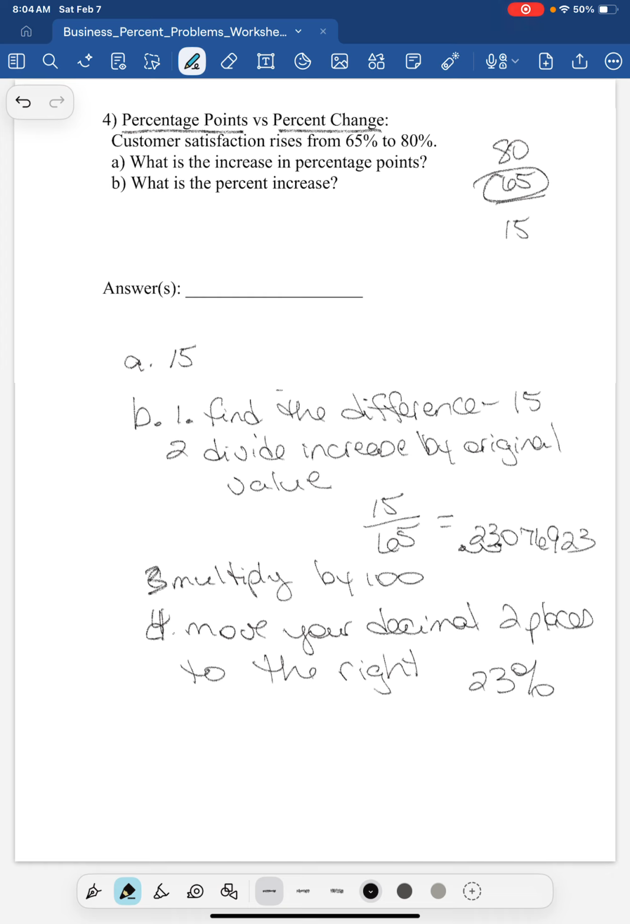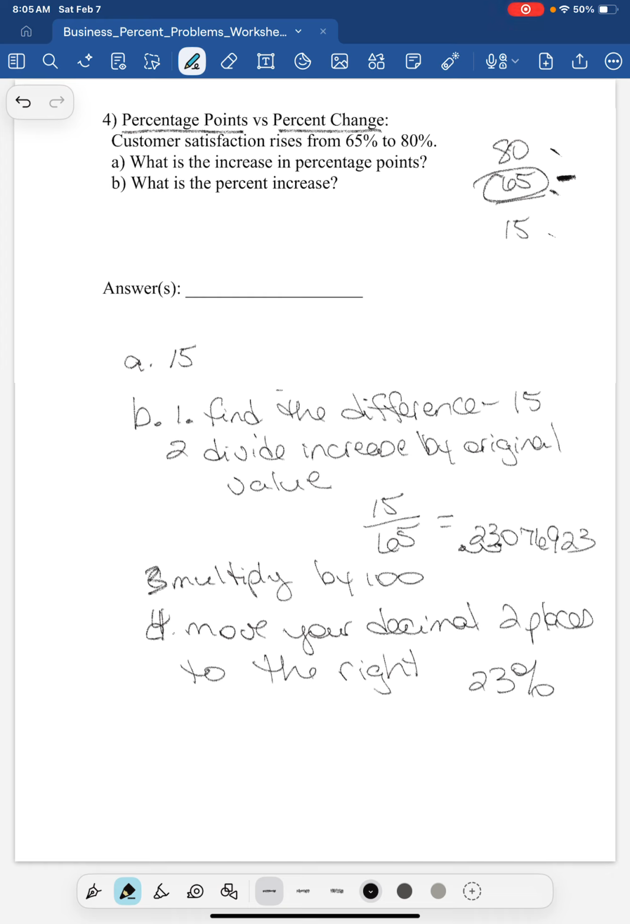So you start the same way with percent increase versus percentage points. The first thing you do is subtract them, and you find your new difference. Then you take the increase, you take the change, and you divide it by your starting point. What was your original value? Your original value was 65. And in this case, you get this long decimal. We're going to round it to 2 places so we can have a percentage. So you move it 2 places to the right, and it's 23%. So that is a little different. It's a little complicated. Really, the most complicated thing is making sure you're answering the question correctly.